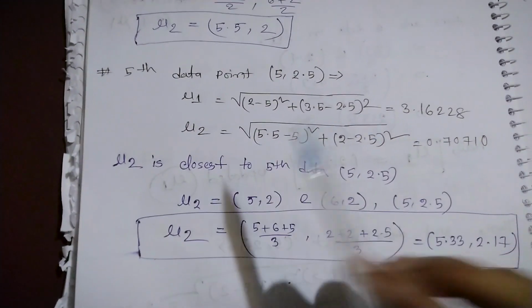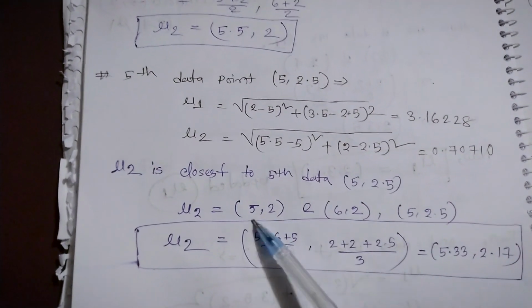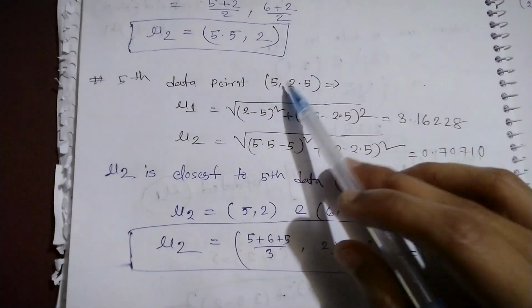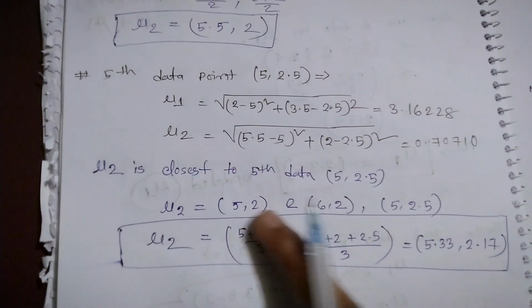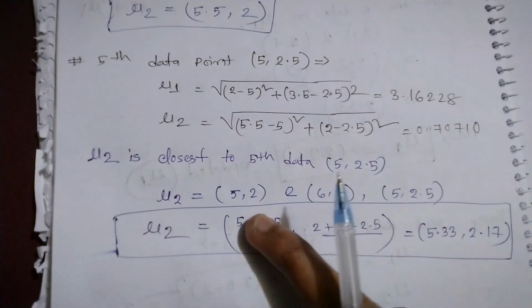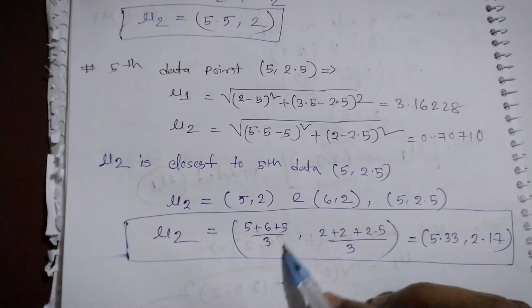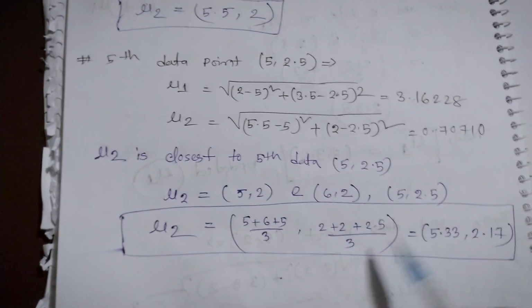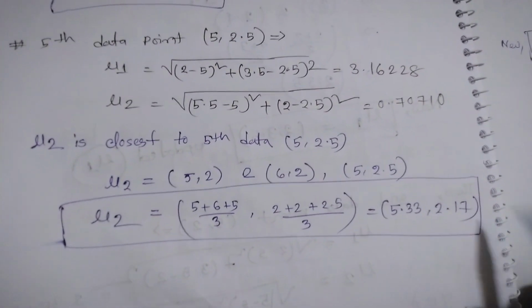Now mu2 has a total of 3 values. Previously we had 5 and 2 and 6 and 2. Now we have 5 and 2.5, which also belongs to mu2. So in total there are 3 points, and you need to sum them up: 5, 6, 5 divided by 3, the number of items, and 2, 2 and 2.5 divided by the number of items, 3. So our new mu2 is actually 5.33 and 2.17.